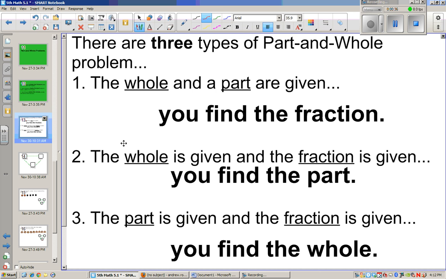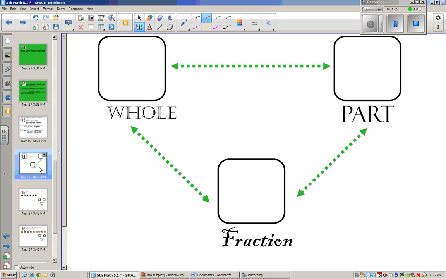So there are basically three types of part and whole problems. In the first one, you get the whole, you get the part, and you have to find the fraction. In the second one, the whole is given and the fraction is given, and you find the part. And in the third one, the part is given and the fraction is given, and you find the whole. I've got a diagram here that helps us think about this. You've got the whole here, a part, and a fraction.